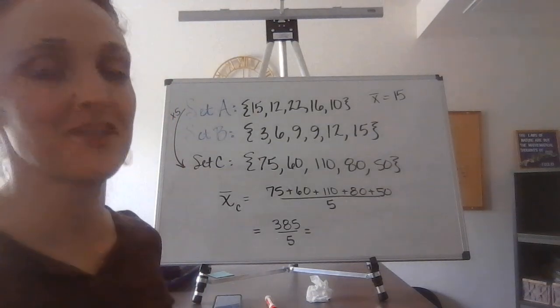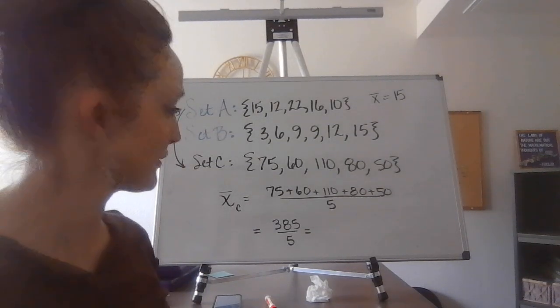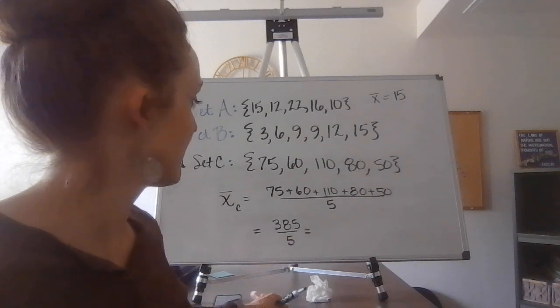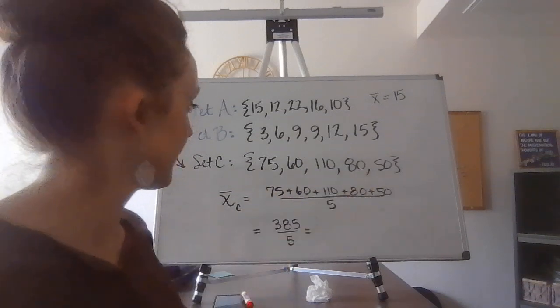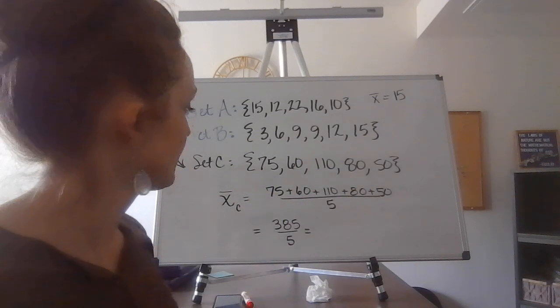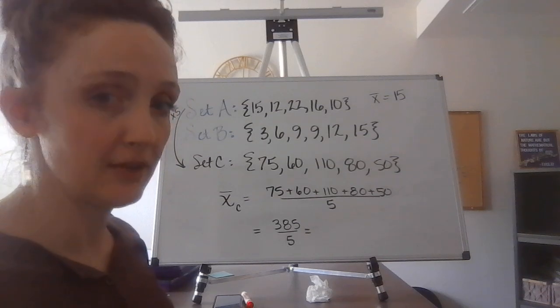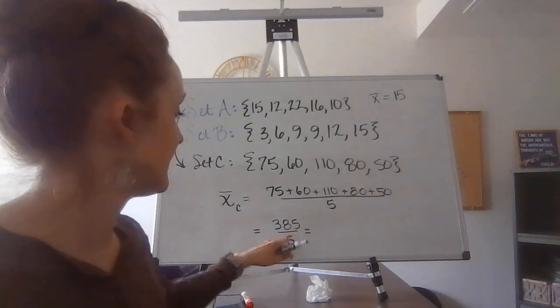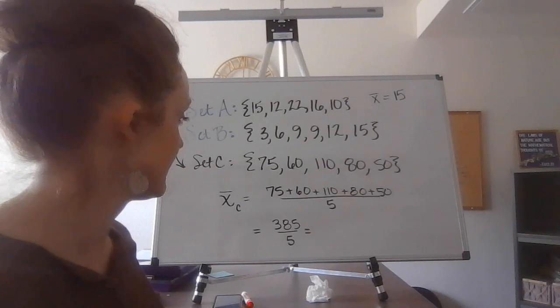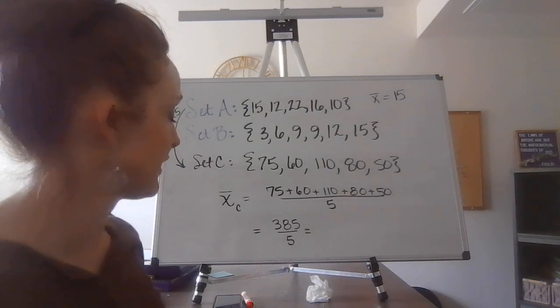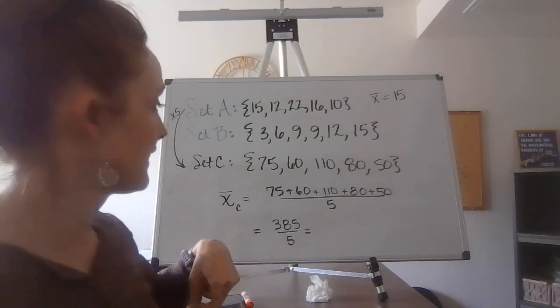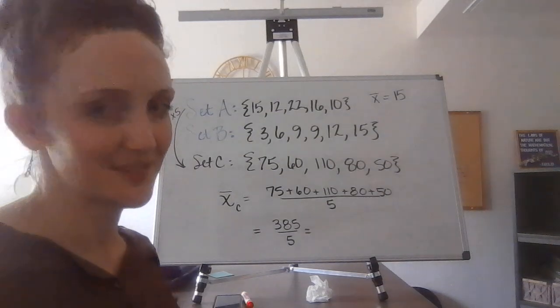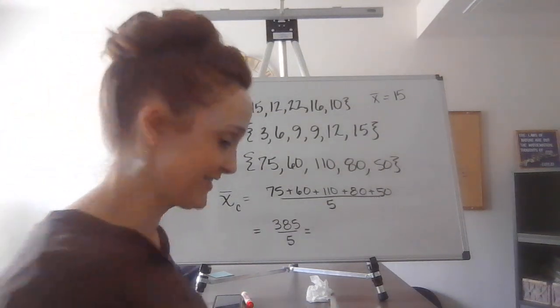Okay, I crunched all those numbers. There's no point in me sitting here adding up all these numbers in front of you. So I added all of our values on top, and we ended up with a total of 385 for our sum, sigma x, and then 5 on the bottom. That's our n. We still have only 5 values. So if we divide 385 by 5, what do you get? Well, it's 75.